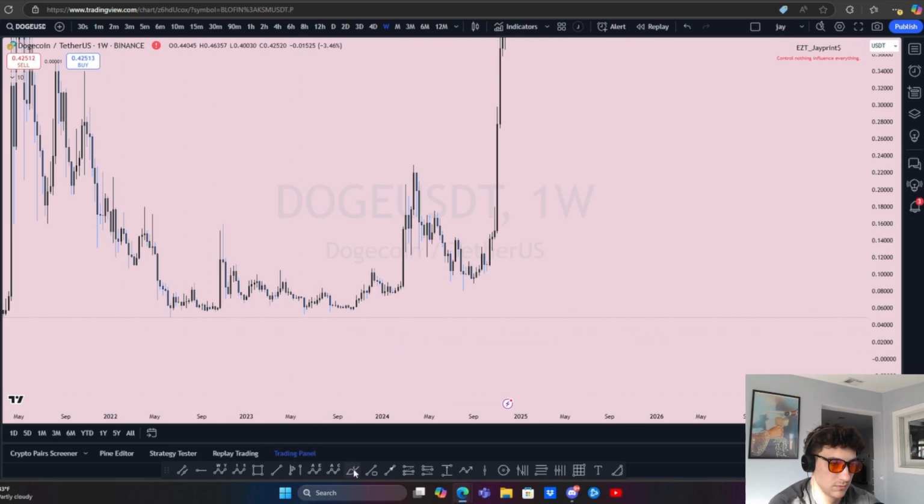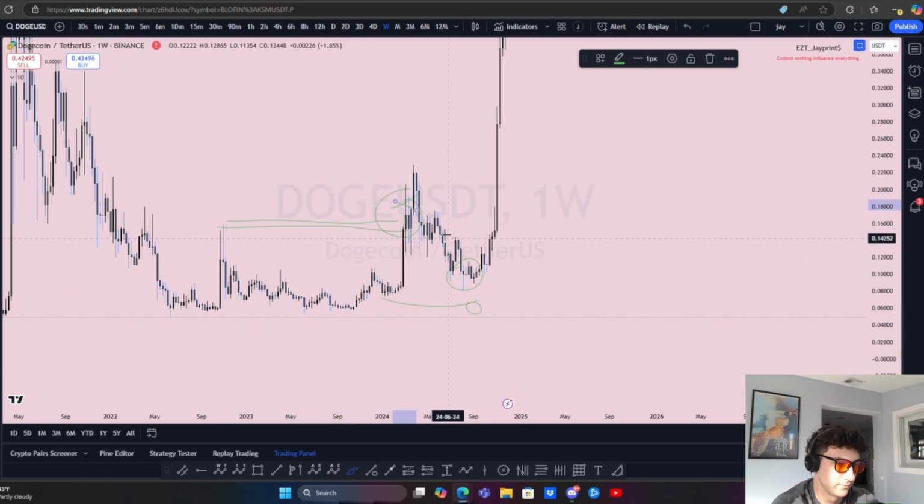Then we wouldn't even consider taking this pullback. I would probably look down here if we swept here, right? Yeah, this is what I'm trying to say. This is where you've got to be able to identify whether this is a real break or a false break, right? That's the key. This is where most people struggle.